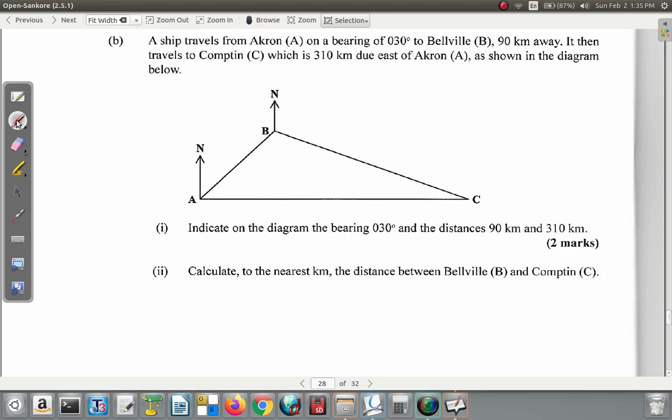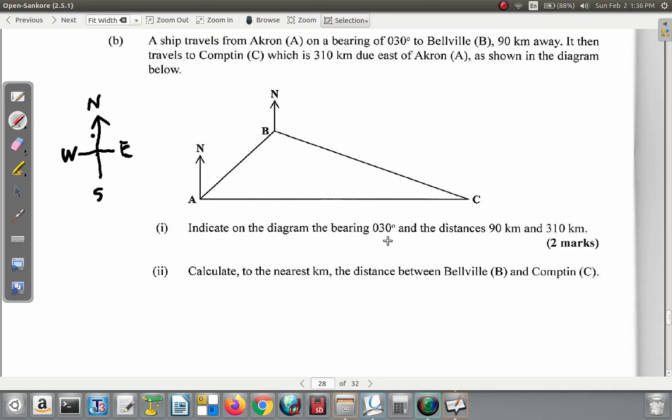And you remember our directions, right? You have the north line, you have one up here. It's north. You have south, east, and west. So here, C is east of A, as shown in the diagram below. It says indicate on the diagram the bearing 030 and the distances 90 and 310 kilometers. Alright, indicate on the diagram the bearing of 030 or 30 degrees.